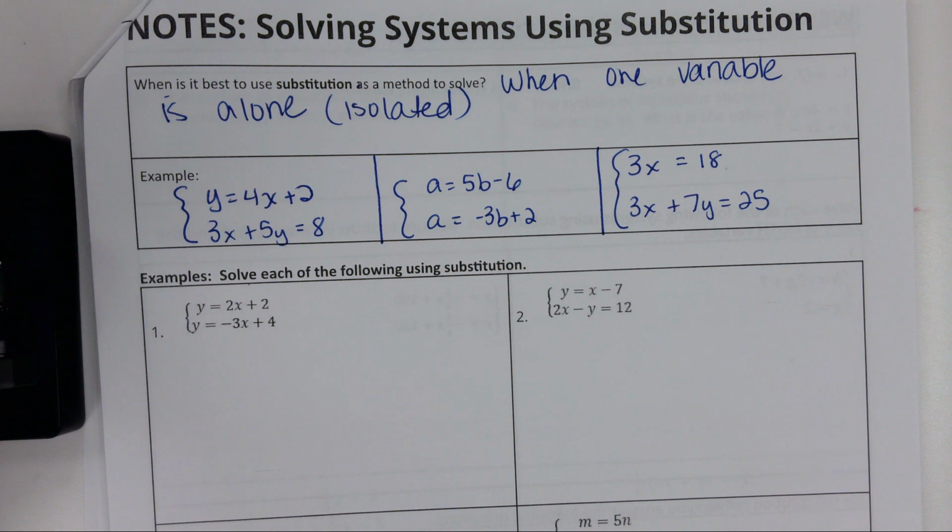Why in this case is it actually pretty easy to substitute? What do you see in the bottom equation? I'll say it another way: if 3x equals 18, what can you put in the bottom equation? You can substitute 3x for 18.